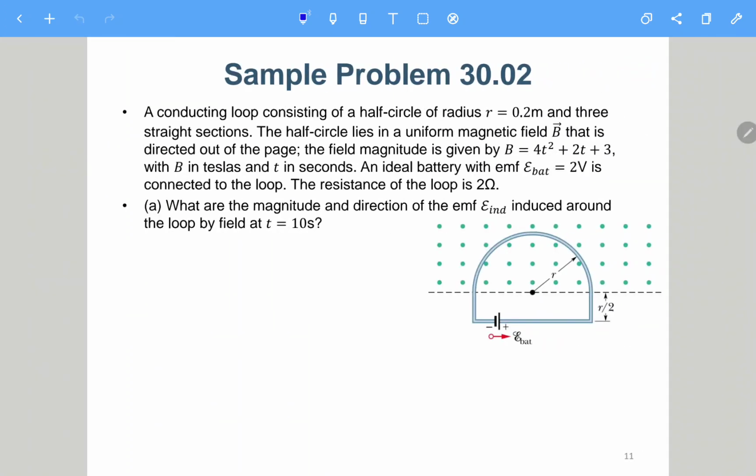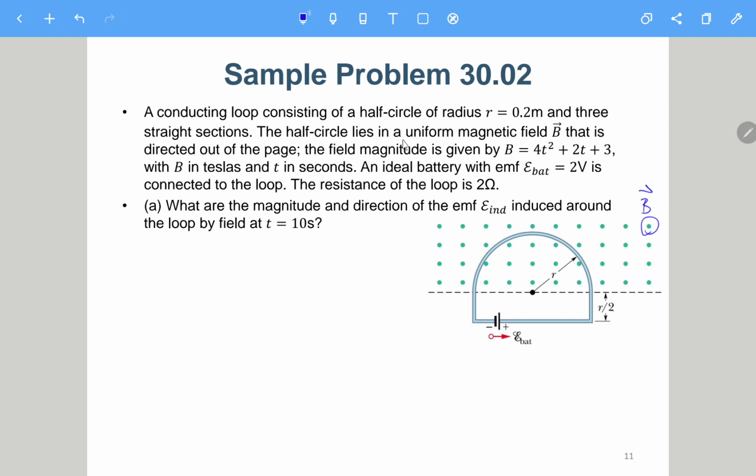Okay, so here is a sample problem. So it says a conducting loop consisting of a half circle of radius r. Okay, so this is small r, and three straight sections. Okay, this 1, 2, 3 straight section. Okay, the half circle lies in a uniform magnetic field B that is directed out of the page. So you can see the green dot, meaning the B field. The B field is pointing out of the page.